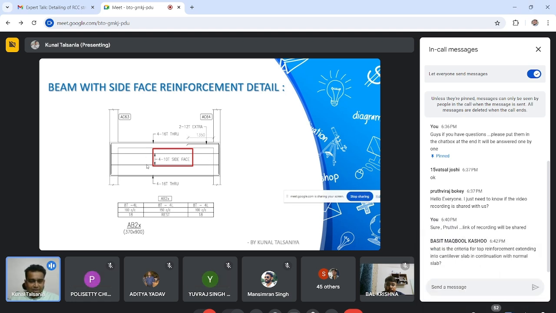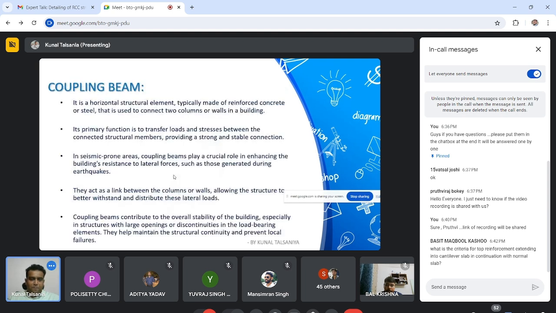So why divide by 4? Because it has two faces. So you will get the total number of bars. Okay, so you have to keep it like this: 4 10 mm bars as side face means 2 10 mm bars at each face. Okay. Now, a very interesting beam, the coupling beam.